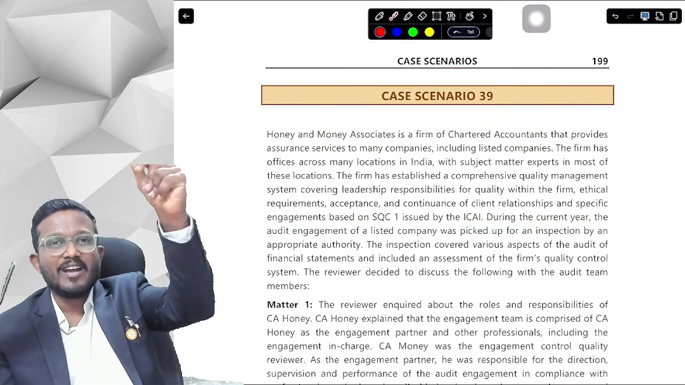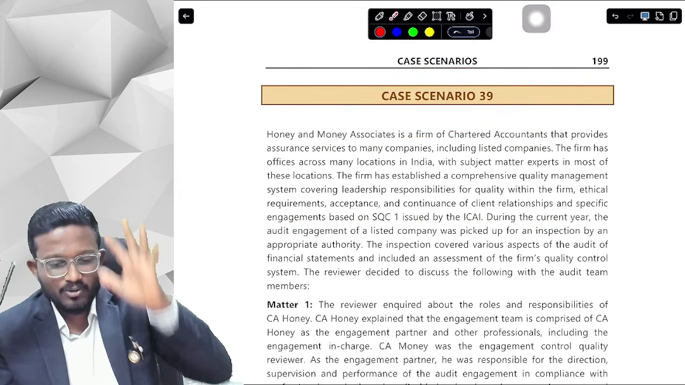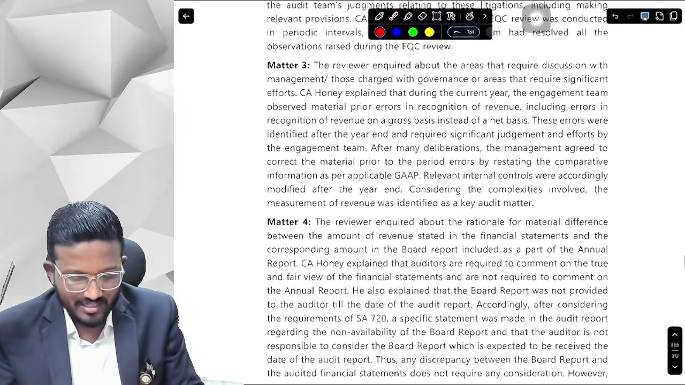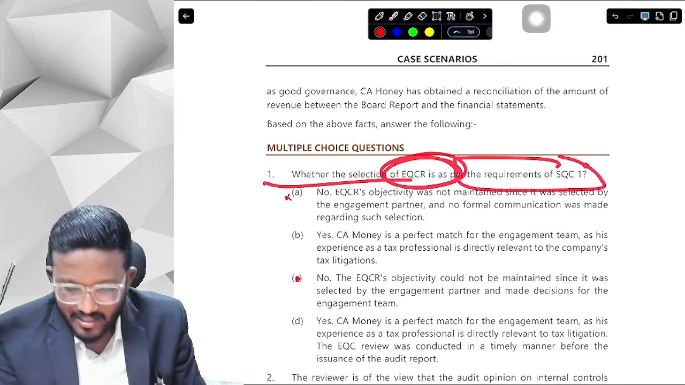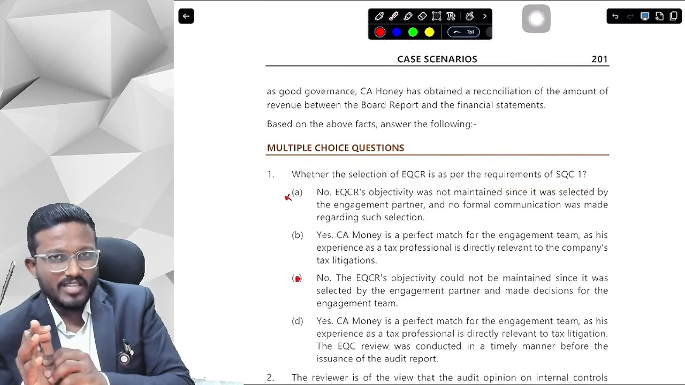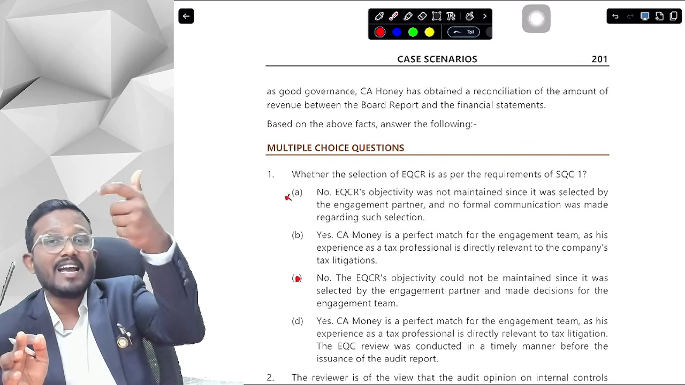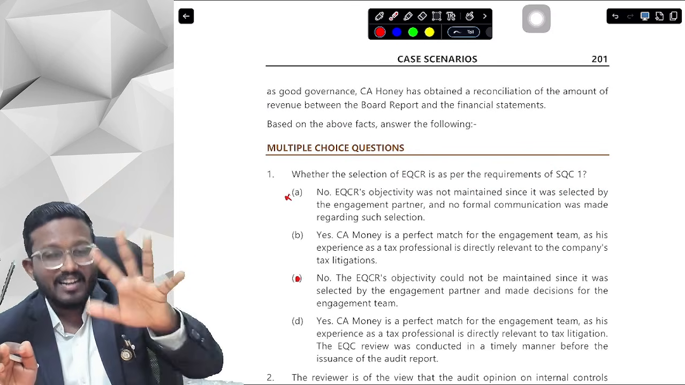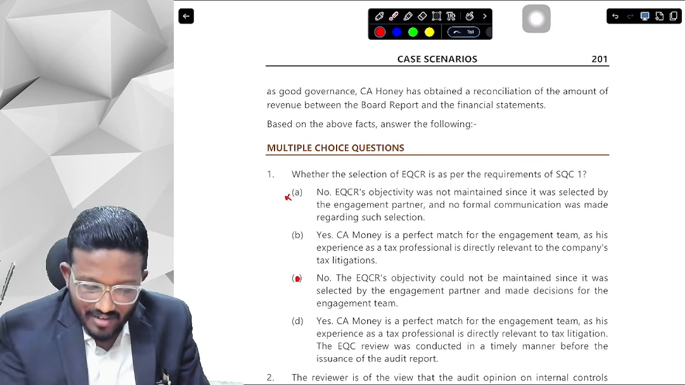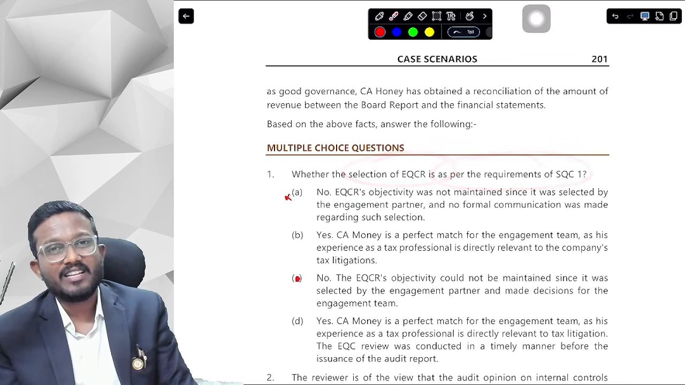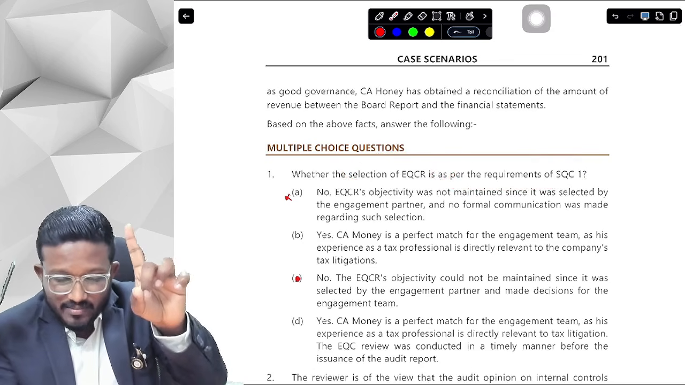Look at over here, we have already done 38 case scenarios. Let's do case scenario number 39. What does it say, sir? It is saying whether the selection of EQCR is as per the requirements of SQC 1. So here in the EQCR, what has happened, sir? EQCR is selected by the engagement partner, and secondly, the EQCR has also made decisions for the engagement team. And now it is asking whether the selection of EQCR is as per the requirements of SQC 1 or not. So here it is mentioned no.